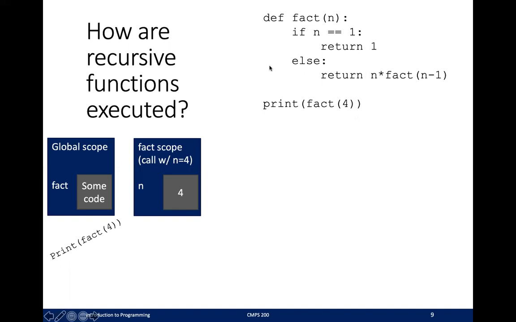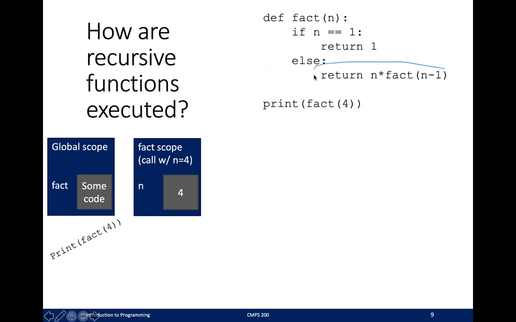So n is going to be equal to 4 because I passed n as 4 from the global scope. So it assigns n to 4, places in memory, call that with the value 4. Then it executes the function. It checks, is n equal to 1? 4 is not equal to 1, so it's going to get into the else.